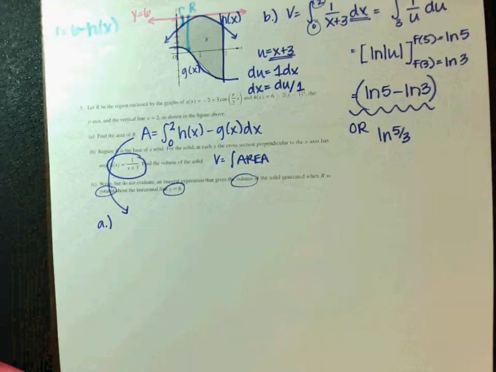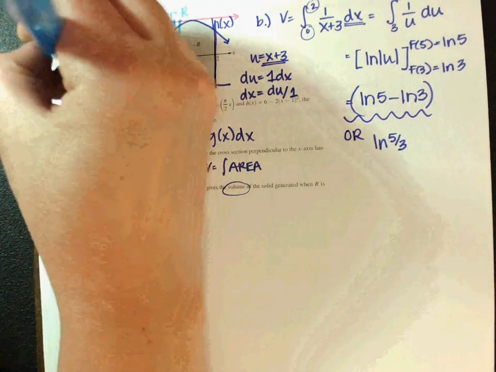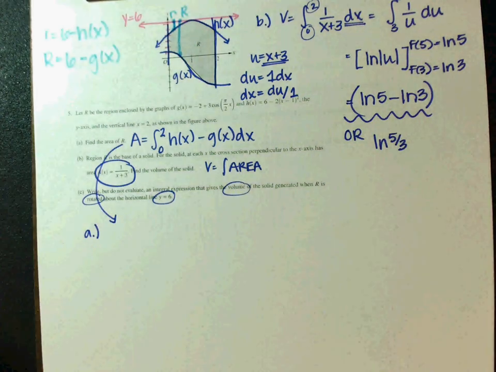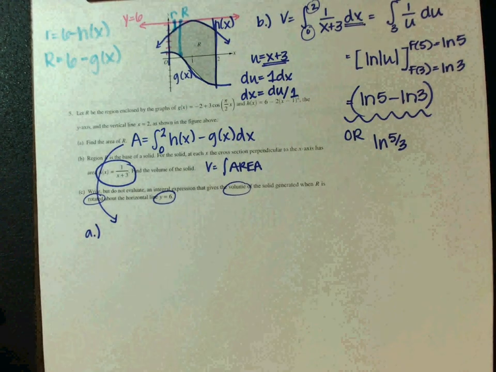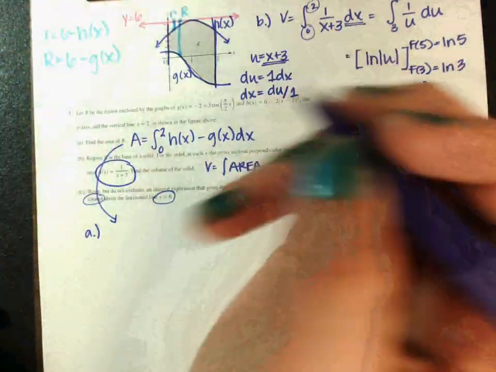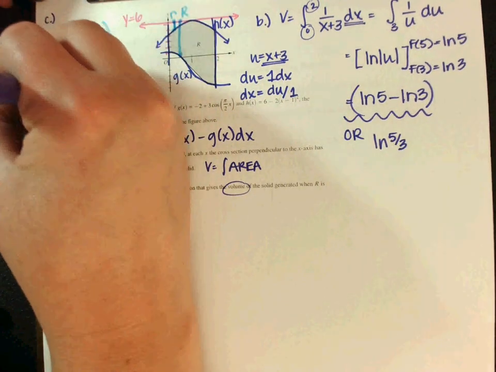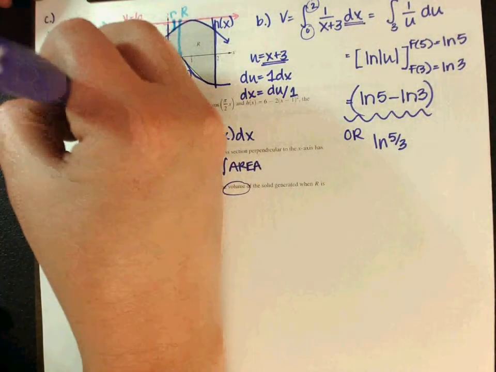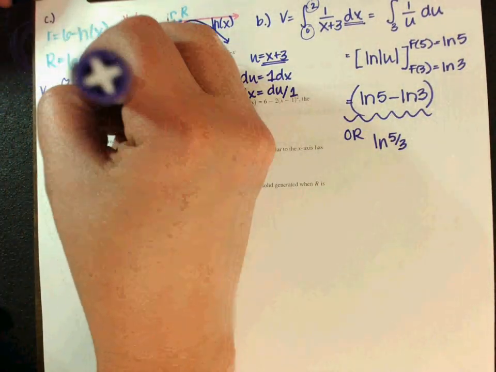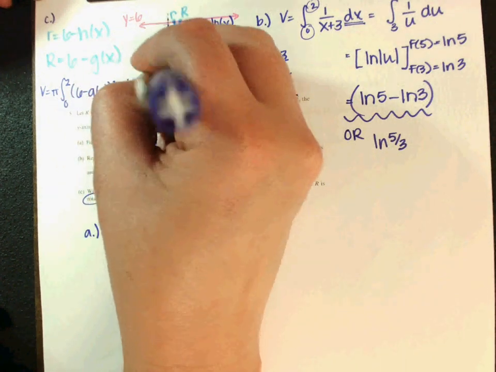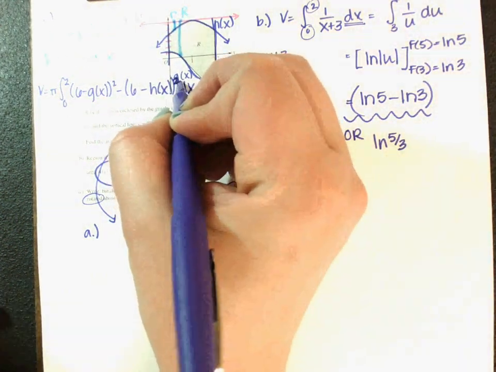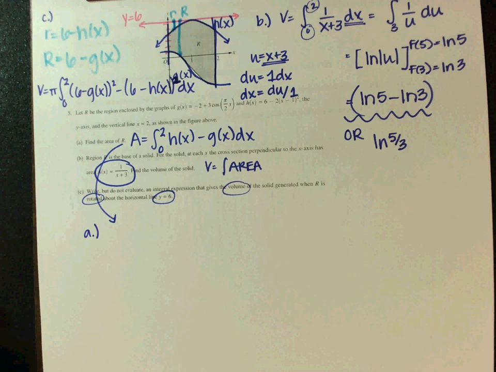And then my big R is going to be 6 minus g of x. Okay? So I have 6 minus h of x for little r, 6 minus g of x for big R. Then from there, all I have to do is write my volume. So for part C, I would have volume equals pi integral 0 to 2 of capital R squared, which is (6 minus g of x) squared, minus (6 minus h of x) squared dx. That is a squared right there. Hopefully you can see it.